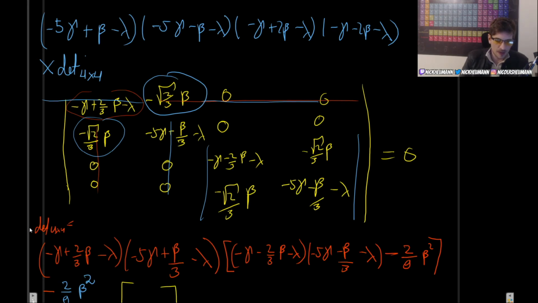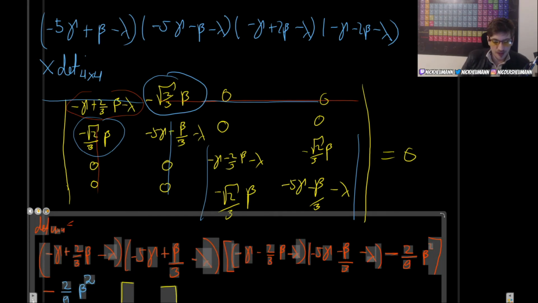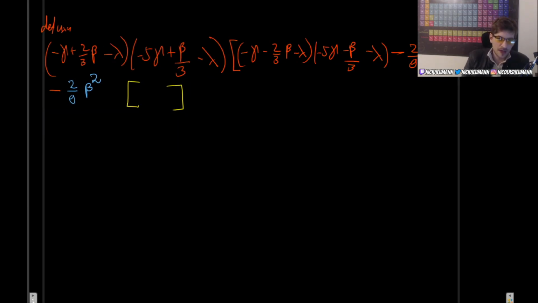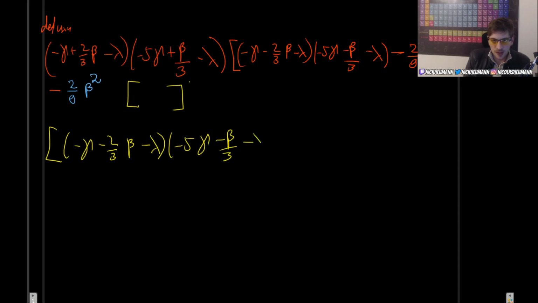So let me now copy this and take it to a next page so that we can then rewrite this and simplify it. And actually by simplify, I mean factor out. So both of these parts have this brackety part. So this minus gamma minus 2/3 beta minus lambda, minus 5 gamma minus beta over 3 minus lambda, and then minus 2/9 beta squared. So then this is the common part.